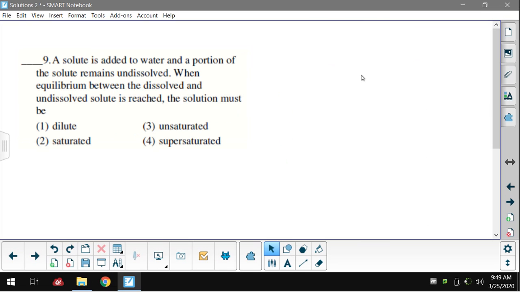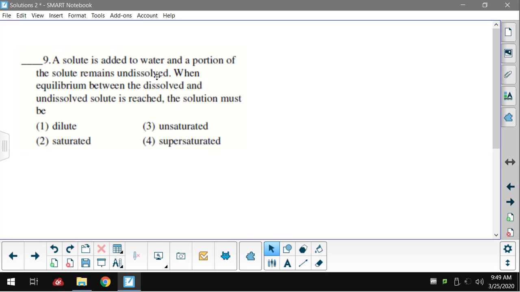Number 9, a solute is added to water and a portion of the solute remains undissolved. This one's a tough one because people think, okay, you put something into water and it dissolves. Well, here it's saying some of it doesn't dissolve. So you stir and stir and stir, and still some doesn't dissolve, and it's sitting on the bottom. Well, what does that tell you?